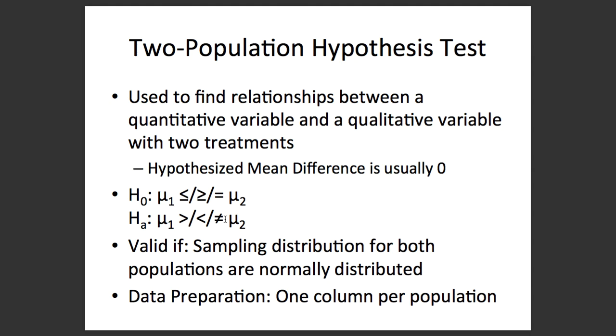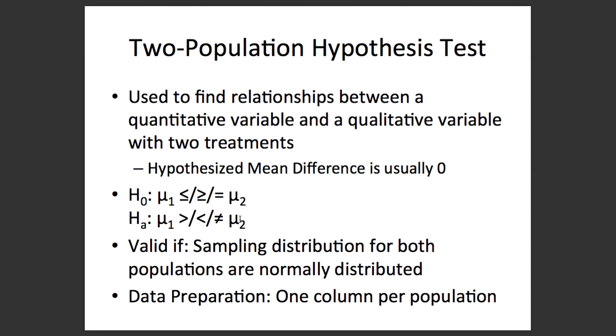Now, for two population hypothesis tests, there are two hypotheses. We have the null and the alternative, similar to the one population hypothesis test. And this is how we construct the hypotheses given that the hypothesized mean difference is 0. Basically, we're just trying to find out if the average for the first population is either greater than, less than, or not equal to the average of the second population.